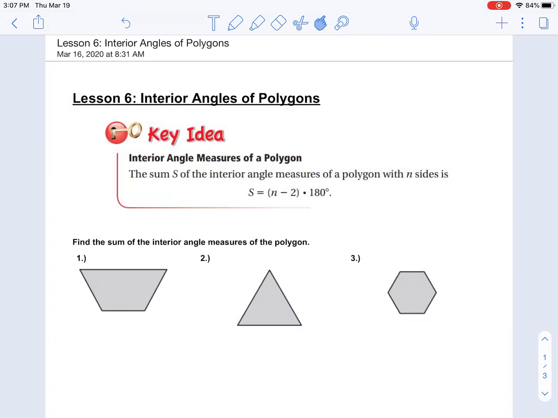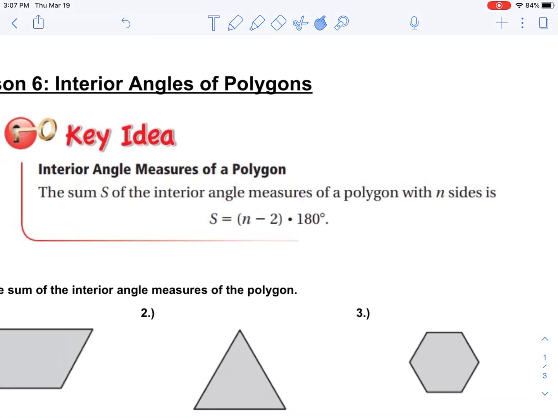All right, for today, lesson 6, interior angles of polygons. We are going to focus in on all types of polygons. Some might seem familiar to you, some may not, but always keep in mind that you are going to be focused on how many sides the polygon has and what the question is asking you to find.